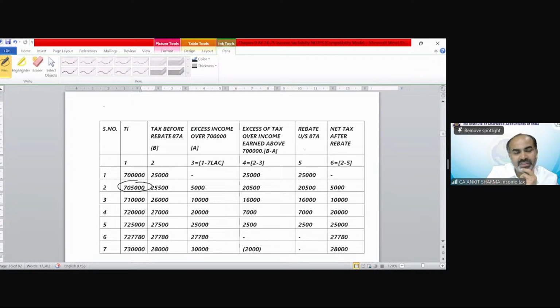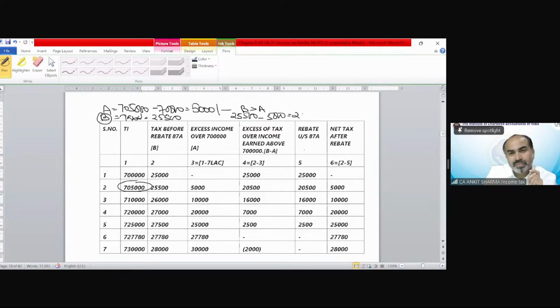So step number A says 7 lakh 5,000 minus 7 lakh. So we have a difference of 5,000 in this scenario. Then step number B says we need to calculate tax on this income, which has been given in the question. Tax on 7 lakh 5,000 would be 25,500. So now B is more than A. B is 25,500 and A is only 5,000. So now the difference will be your rebate.